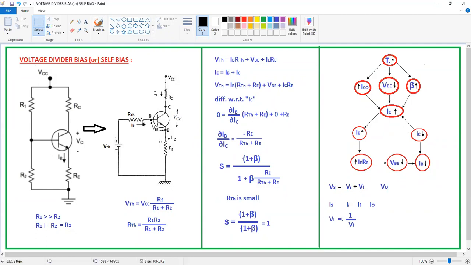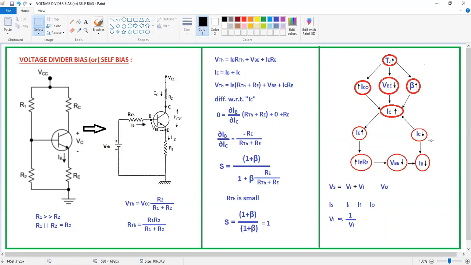What is the input voltage? VBE. If this feedback signal increases, that means IE RE increases, then the input signal, nothing but VBE, is going to decrease. If the input voltage decreases, then what will happen to IB, the input current? The input current is also going to decrease. That means IB is going to decrease. If IB decreases, then what will happen to IC? IC is going to decrease from the equation IC is equal to beta into IB.